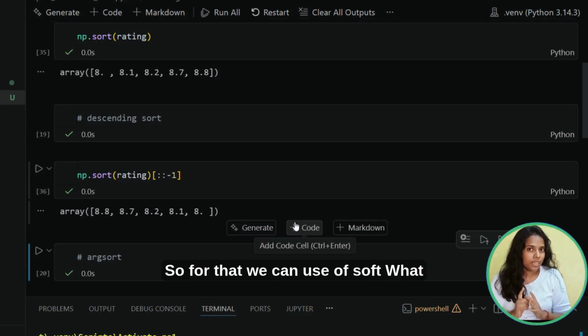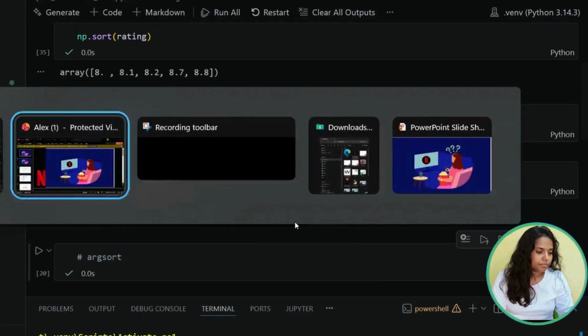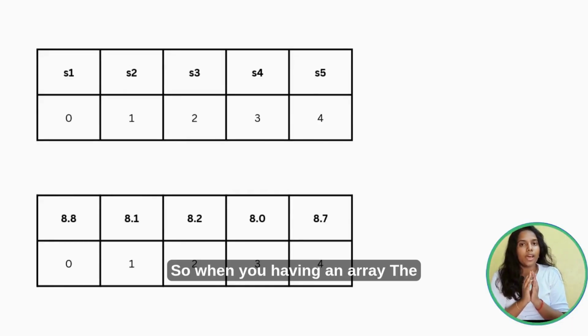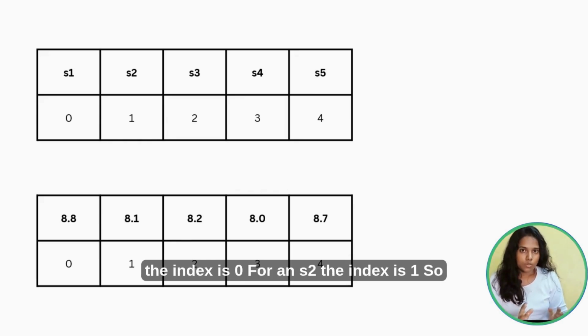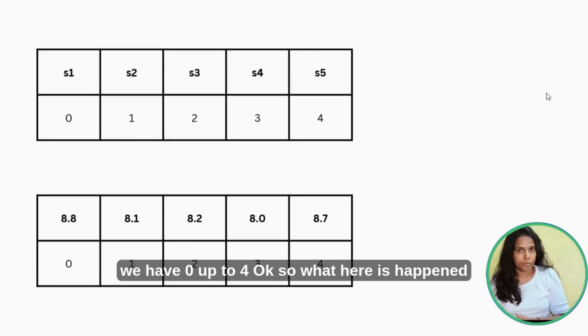For that we can use argsort. I'll explain what it does. When you have an array, the array has index values, and the data is stored in that order. For S1 the index is 0, for S2 the index is 1, and it goes like that. The same goes for rating: we have 0 up to 4.